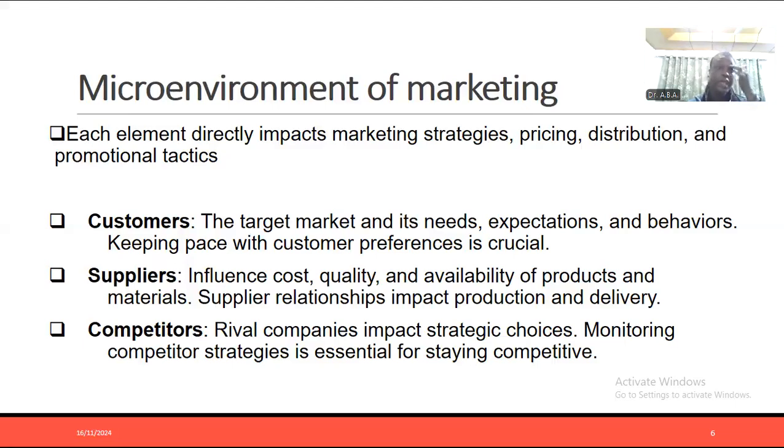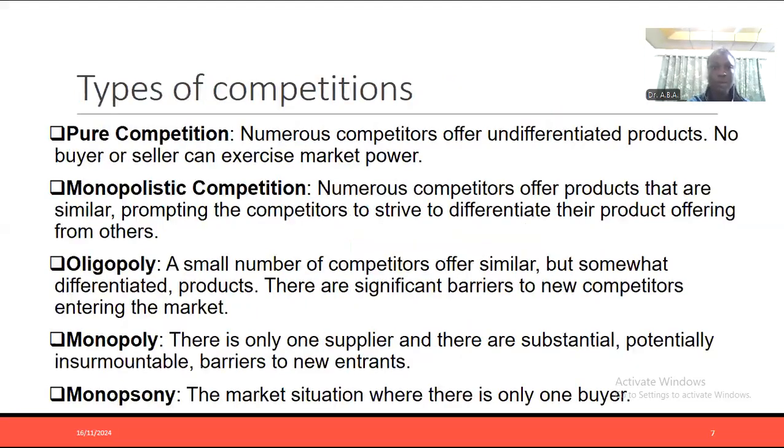All right. Then the third factor in the micro environment we consider is the competitor, right? Competitors are rival companies which impact the strategic choices that the organization makes. And it's very important that the business organization monitors the competitor strategies in a way that will allow it to stay competitive on the market. Otherwise, competition will take over.